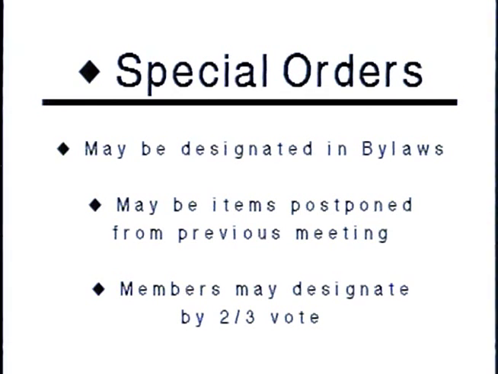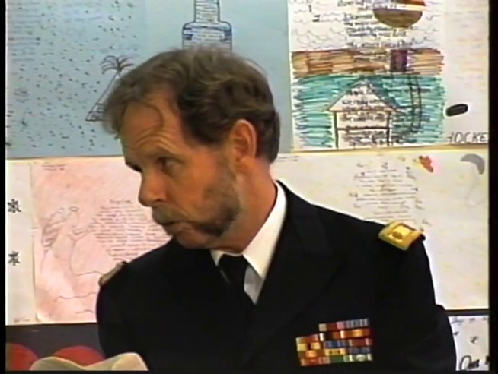Sometimes an item will be postponed from a previous meeting, and the member who proposes the postponement will specify that the item is to be taken up on a definite date as a special order. So it would go on this list too. Once an item is on the list of special orders, it must be taken up in order, unless the group decides by a 2/3 vote to skip it.